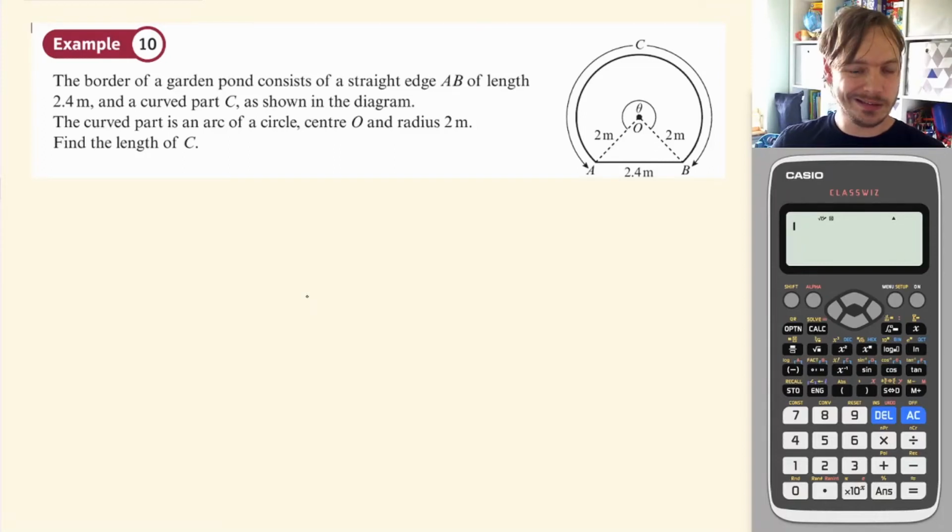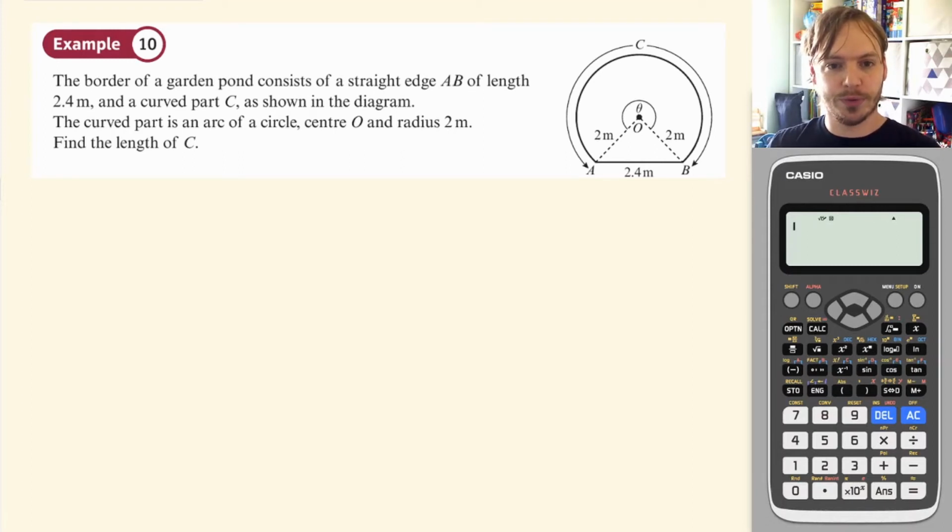Okay, so for the slightly longer example 10 at the end of this section, we're gonna have to spend a little bit more time figuring it out. And actually, this is much more like what you'll see in an exam paper. You will not see the very straightforward example 7-8 where you just have to do one simple calculation.